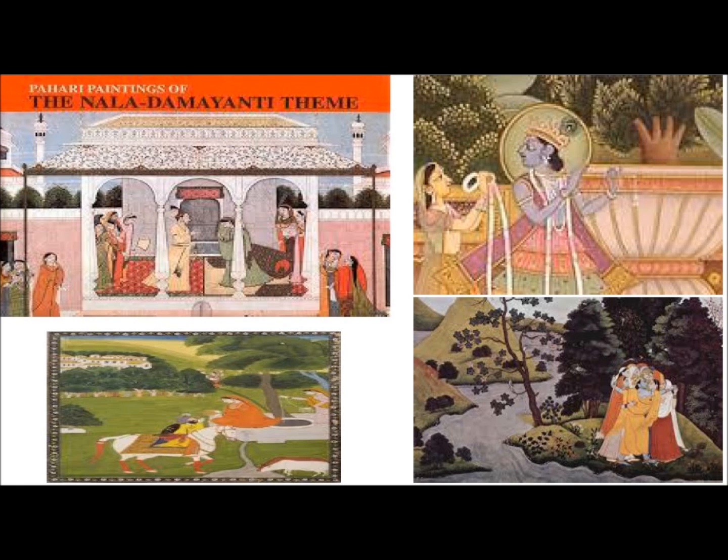We all know that in Indian mythology there are 9 kinds of rasa. We have found that Indian art bears 9 kinds of rasa, R-A-S-A. And these various rasas are depicted by Pahari painting.